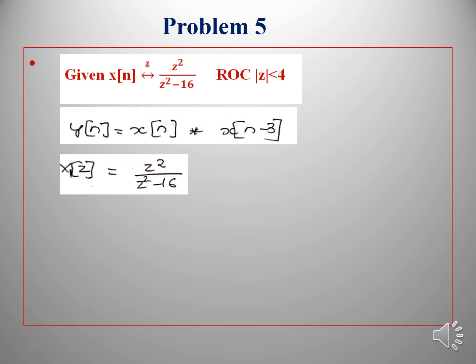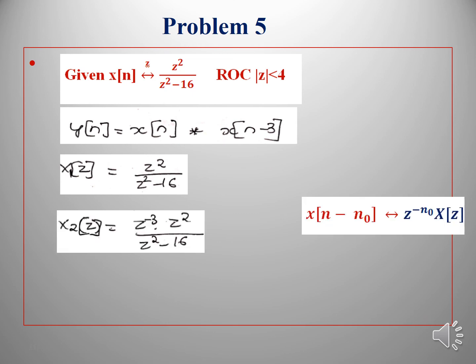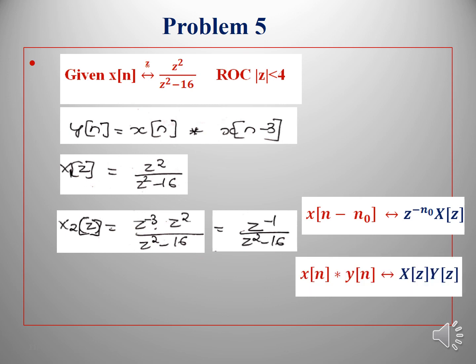For x of n minus 3, we may have to apply the time shifting property, resulting in x2 of z will be, since it is shifting by 3, we need to multiply it by z power minus 3 into the same x of z, which is z squared into z squared minus 16. So, the expression is z minus 1 divided by z squared minus 16.